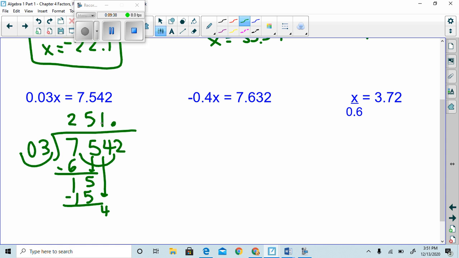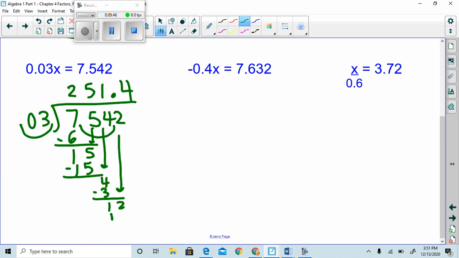It will go into 4 once. We'll subtract and bring down again. And we'll see that it terminates because my remainder is 0. And on to the next problem. Again, I'm dealing with a negative 4/10, and I'm dividing that into 7 632 thousandths.